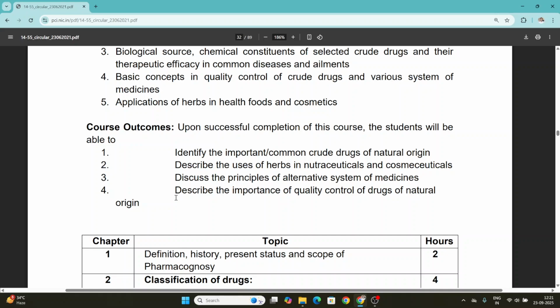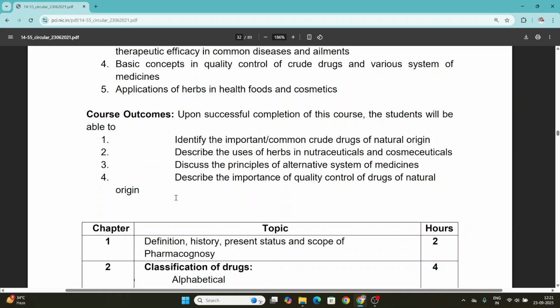Course outcomes. Upon successful completion of this course, the student will be able to: 1. Identify the important common crude drugs of natural origin. 2. Describe the uses of herbs in nutraceuticals and cosmeceuticals. Nutraceuticals basically are related to nutrition, and cosmeceuticals are related to cosmetics. 3. Discuss the principles of alternative systems of medicine. 4. Describe the importance of quality control of drugs of natural origin.